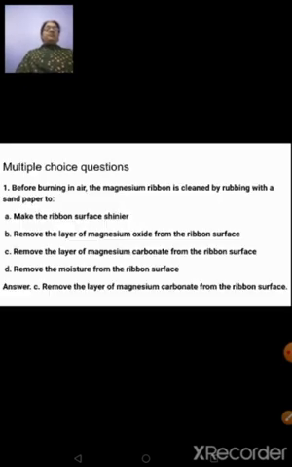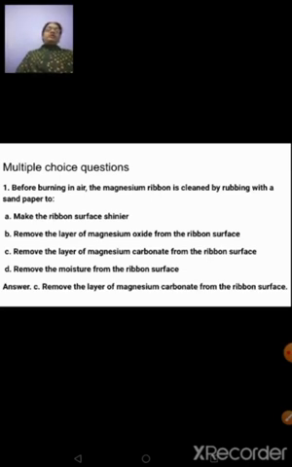First question. Before burning in air, the magnesium ribbon is cleaned by rubbing with sandpaper. There are 4 options given. Make the ribbon surface shinier. Remove the layer of magnesium oxide from the ribbon surface. Remove the layer of magnesium carbonate from the ribbon surface. Remove the moisture from the ribbon surface.